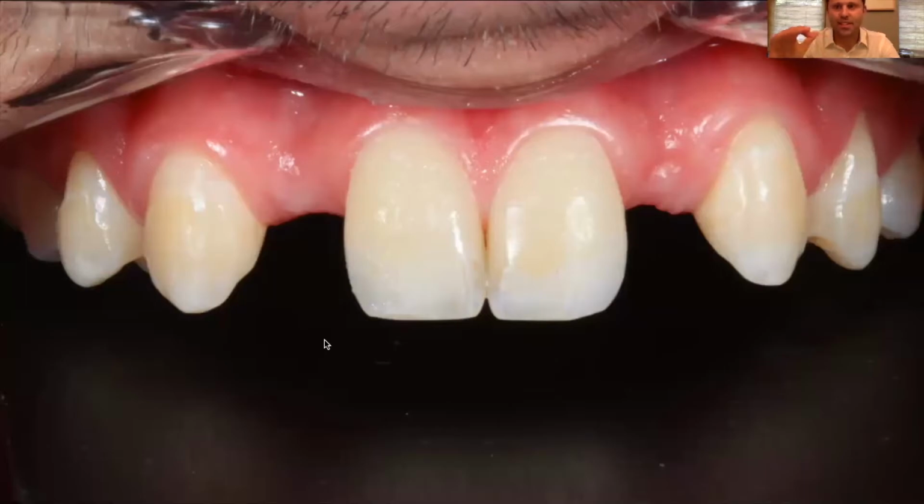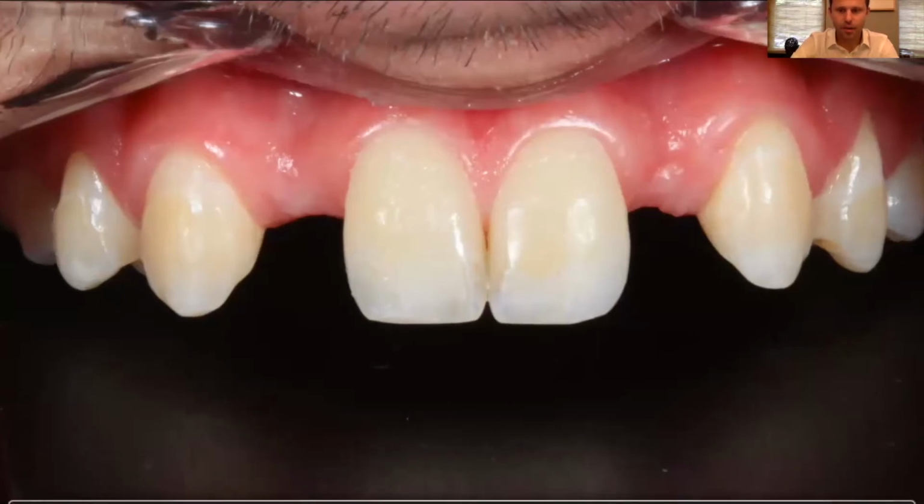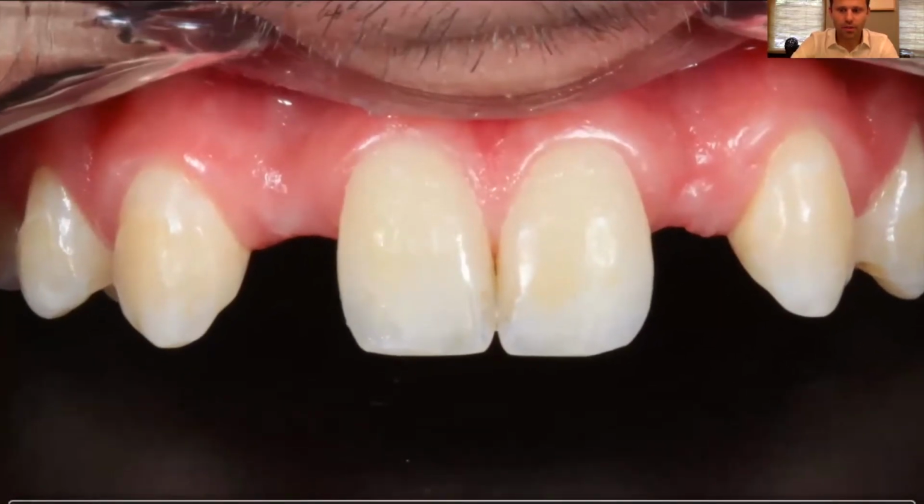Because obviously in these congenitally missing lateral cases, the patients have huge defects. So we have to add a lot of bone to get a predictable result and really change the architecture of the bone there. So watch this. Here's what we did.